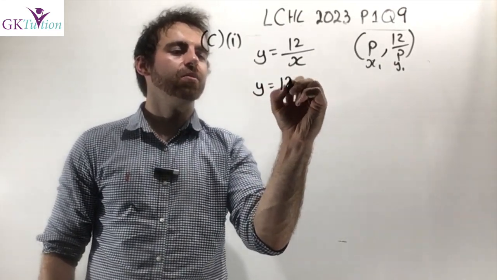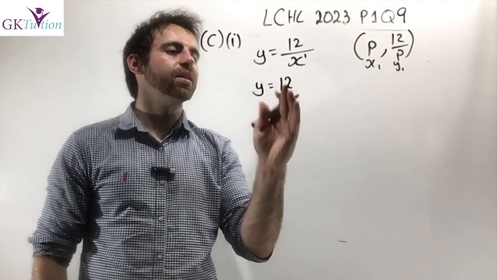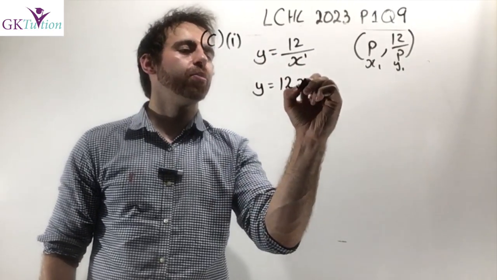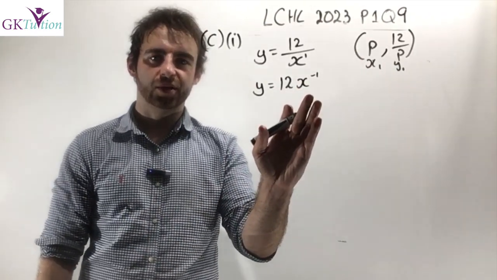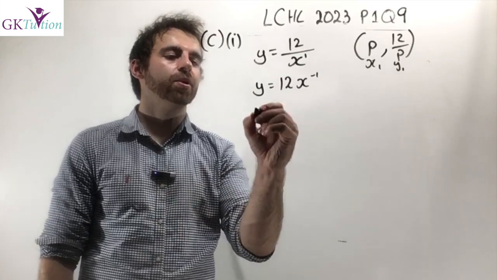I'm going to rewrite this as y equals 12, and this is an x to the power 1 on the bottom of the fraction. So if I bring it up, I can write it as x to the power minus 1. That's one of your rules of powers from page 21 in the maths tables. Now I'm going to differentiate.